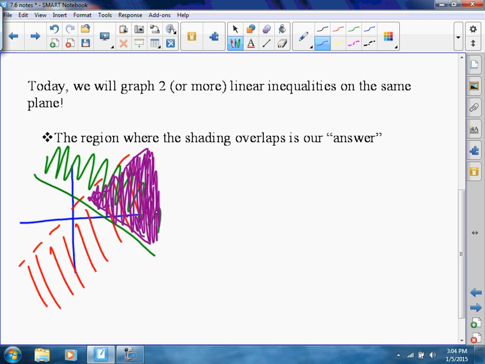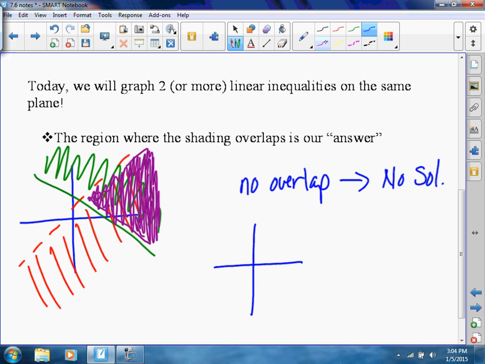Okay? Now, if the regions do not overlap, then you have no solution. That could be when you have parallel lines. Sometimes you have two parallel lines and one you shade above and one you shade below. So then there's no overlapping of them at all. Okay? So that would be an example of no solution.